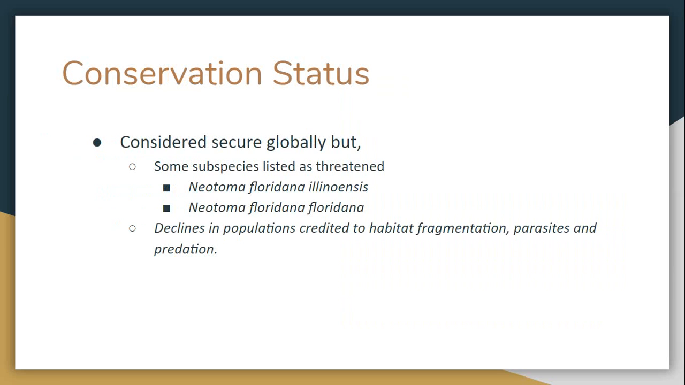Conservation status. The eastern wood rat is considered secure globally, but there are several subspecies that I mentioned earlier, including the Neotoma floridana illinoisensis and the Neotoma floridana. And these two subspecies have experienced declines in their populations due to factors like habitat fragmentation, parasites, and predation.